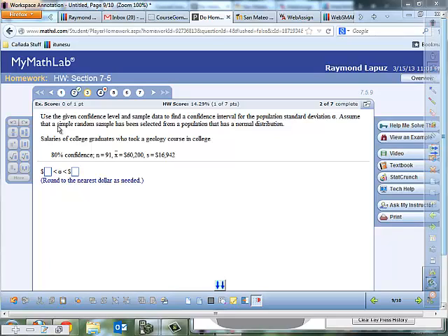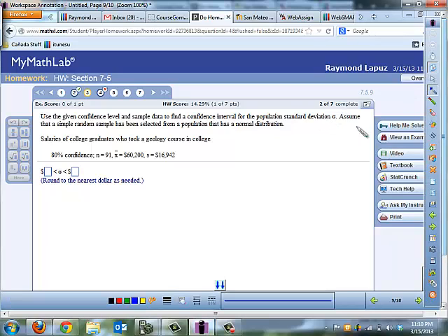This is problem number 3 from section 7-5. It says, use the given confidence level and sample data to find the confidence interval for the population standard deviation sigma. Assume that a simple random sample has been selected from a population that is normally distributed. This data is based on salary of college graduates who took a geology course in college. We want an 80% confidence level.